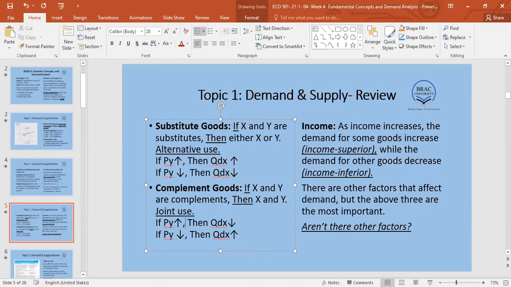We consume steak and, say, whatever. What do you consume with steak? Some drinks. Okay. So your budget is fixed. If the price of the drinks increases, then what happens? Your demand for the steaks will fall. Does that make sense?